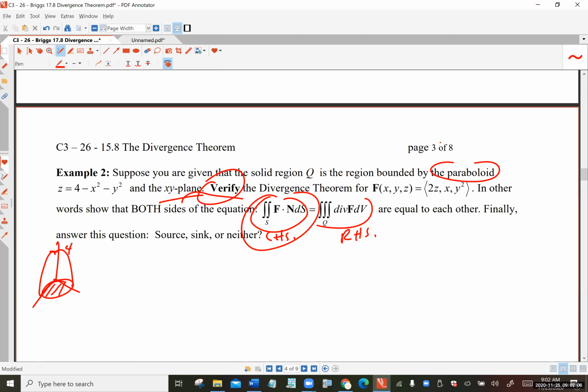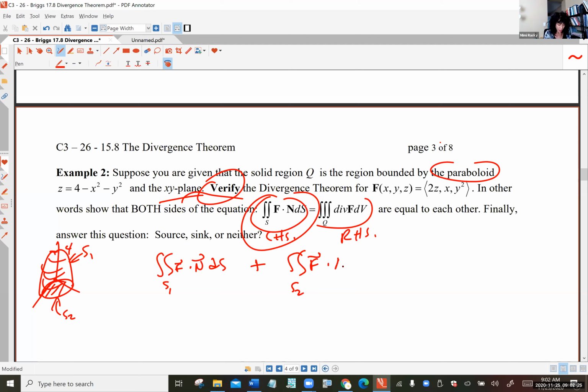2 is correct. You have the surface for the paraboloid, and then you have the base. So you have 2 surfaces. What does this mean? You're going to first do the flux integral for S1, and add that to the flux integral for the bottom plate, and that's going to give you total flux. That's the left-hand side. We're doing the verify, doing the LHS.